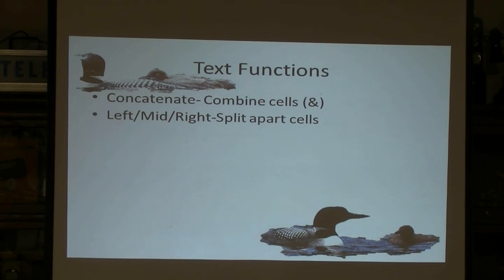Left, mid, and right sort of do what they sound like. Left takes the left X number of characters. Mid gives you a starting point, and then you count however many characters and it gives you that chunk. And right takes the rightmost set of characters. So it allows you to take a field and, by number values, break it apart into smaller pieces.